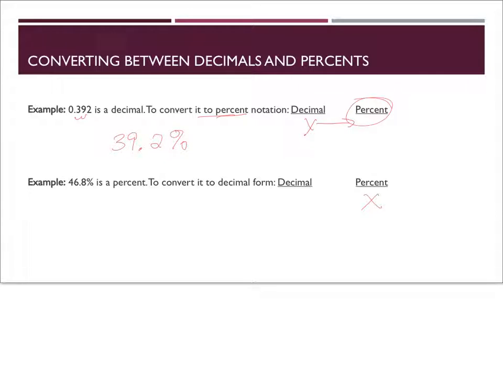If my number is 46.8%, I have a percent. I want to convert to a decimal, which means I need to move to the left. That tells me in my number, my decimal point needs to move to the left, and it's always 2 places. So if I move it to the left, my decimal point is going to come in front of the 4, and I don't use my percent sign.